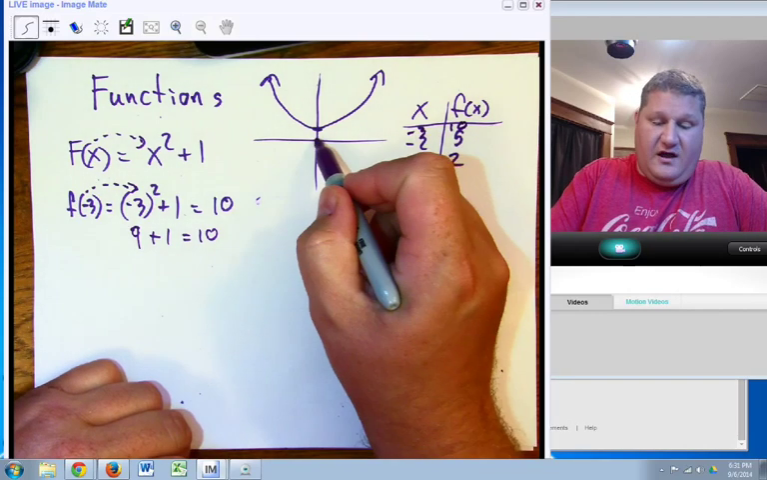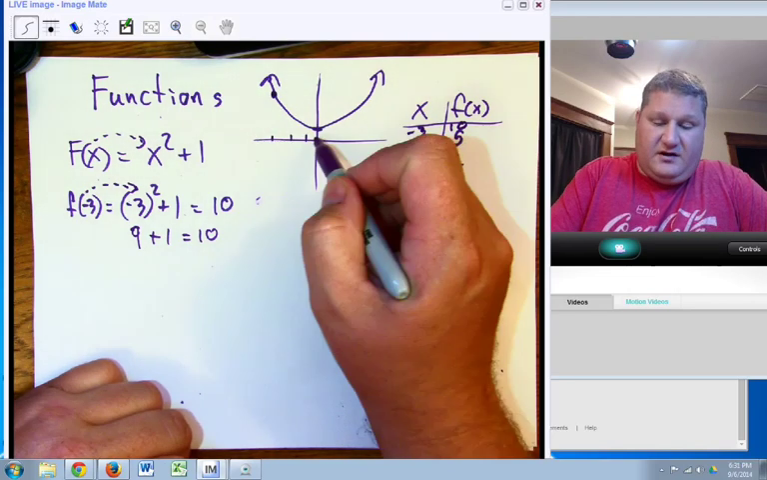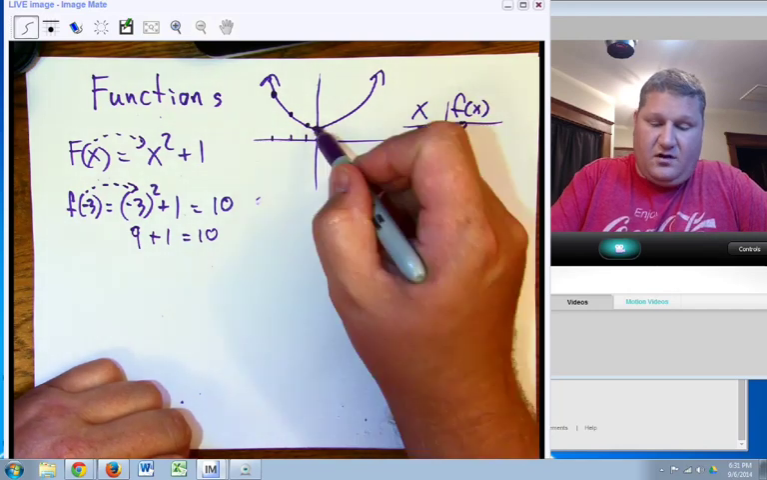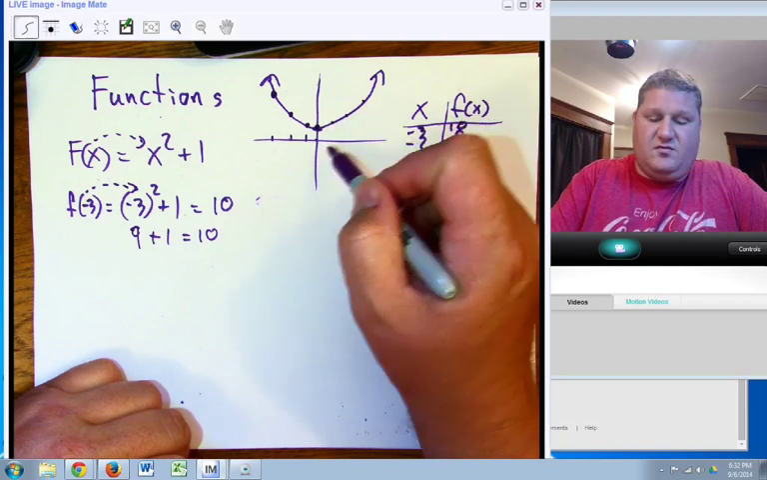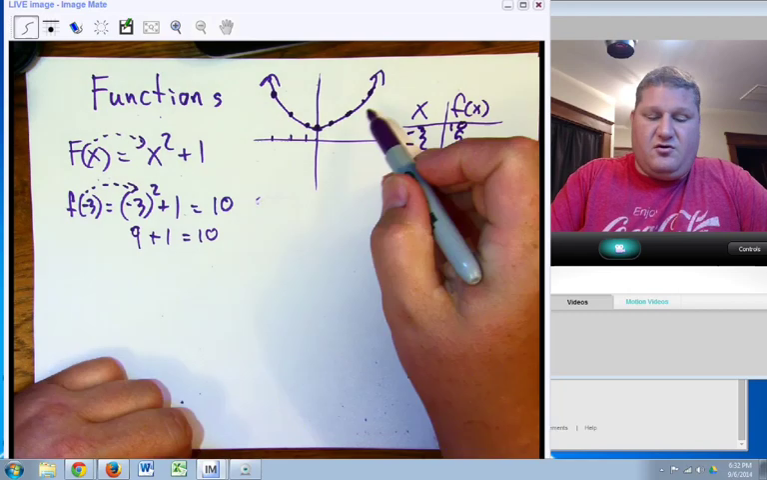We could go graph it. 1, 2, 3, up 10. Back 2, up 5. Back 1, up 2. Over none, here's 0. And you can do the same thing moving up the other side. And with that, you can graph your function.